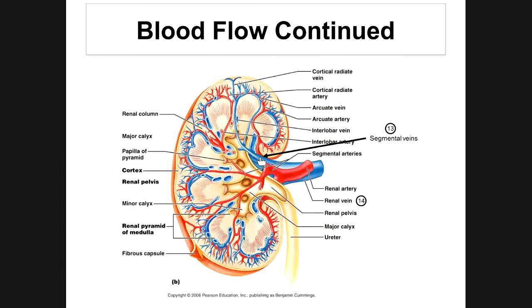Here's a segmental vein here. I only show really one good one there. It's segmental veins. And then finally, all the segmentals join together to form the renal vein. And that goes back to the inferior vena cava, which is going to be circulated through the heart and back out to the body.